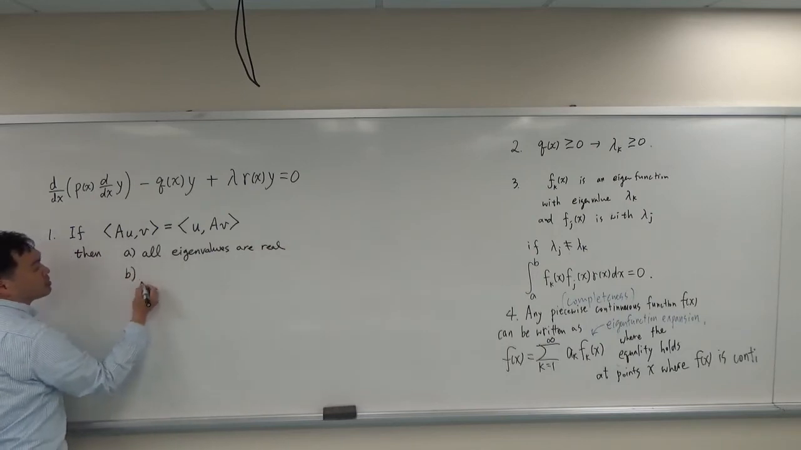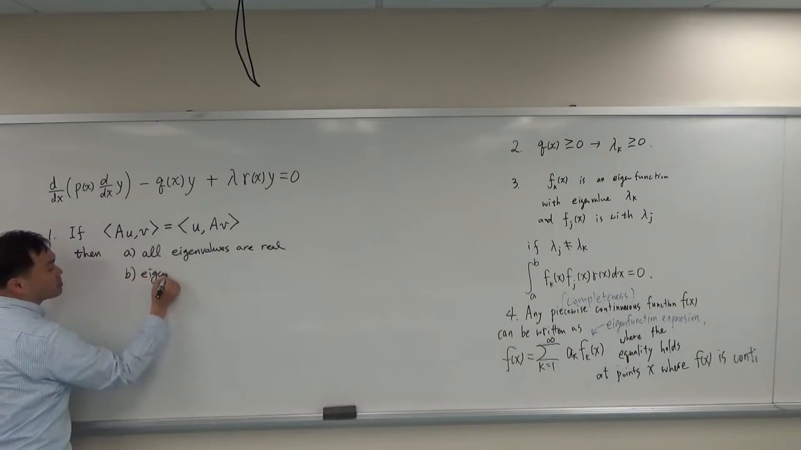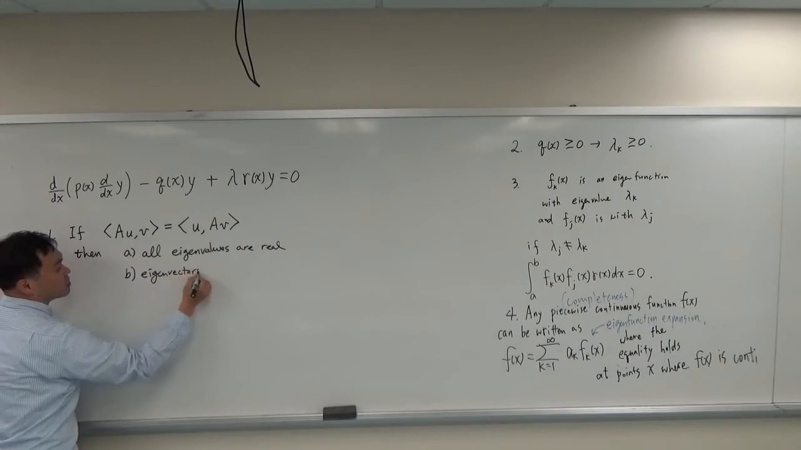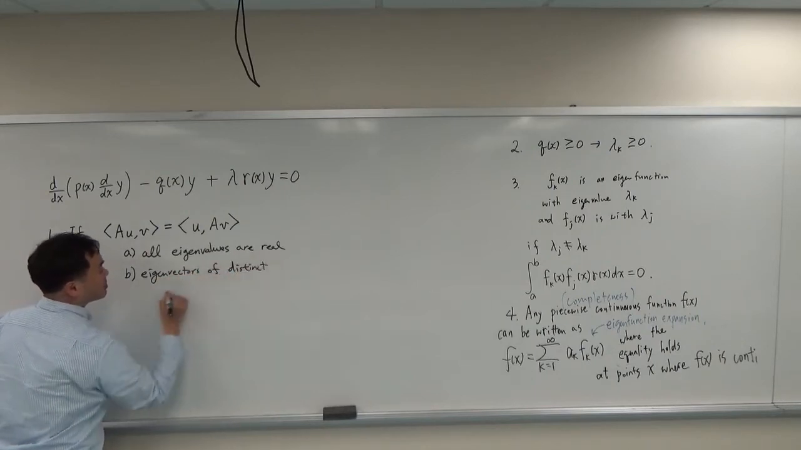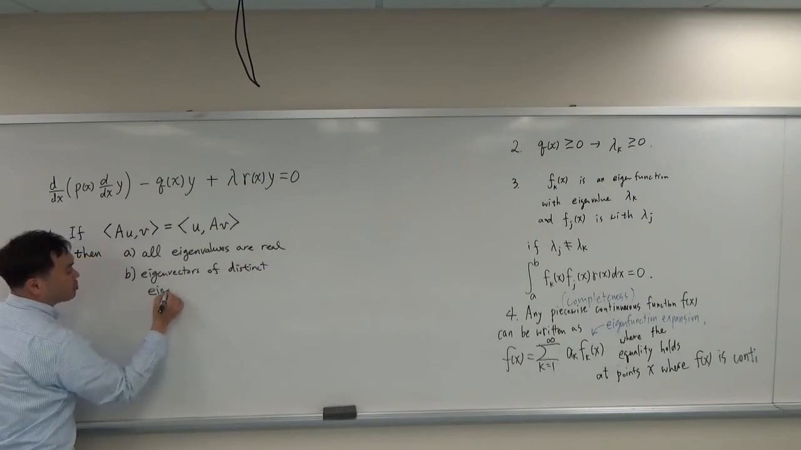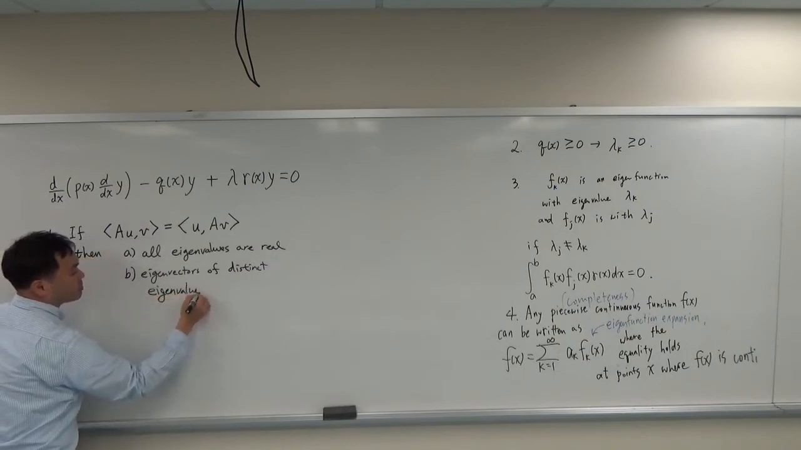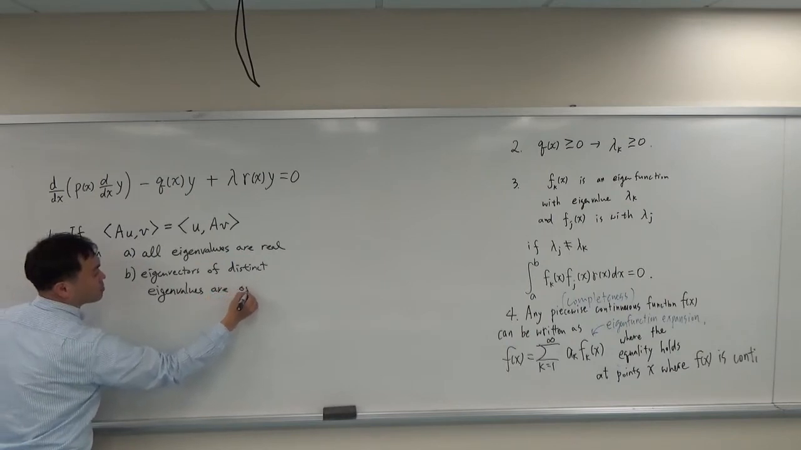B, eigenvectors of distinct eigenvalues are orthogonal.